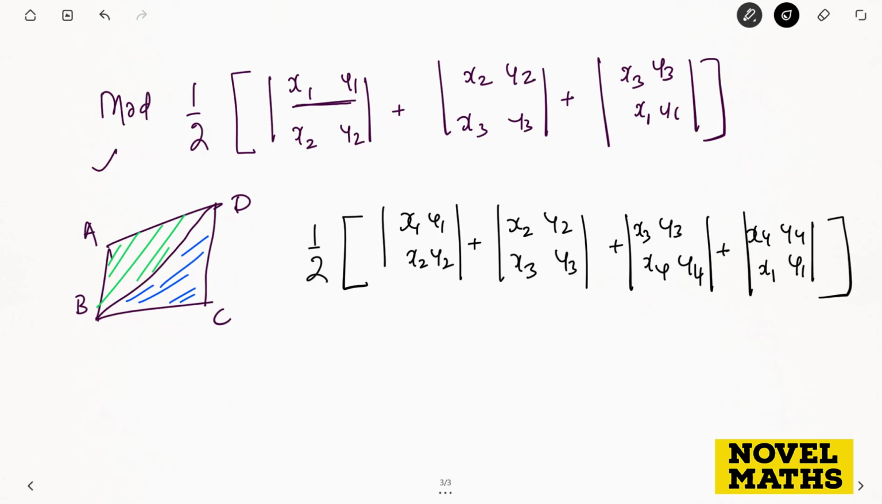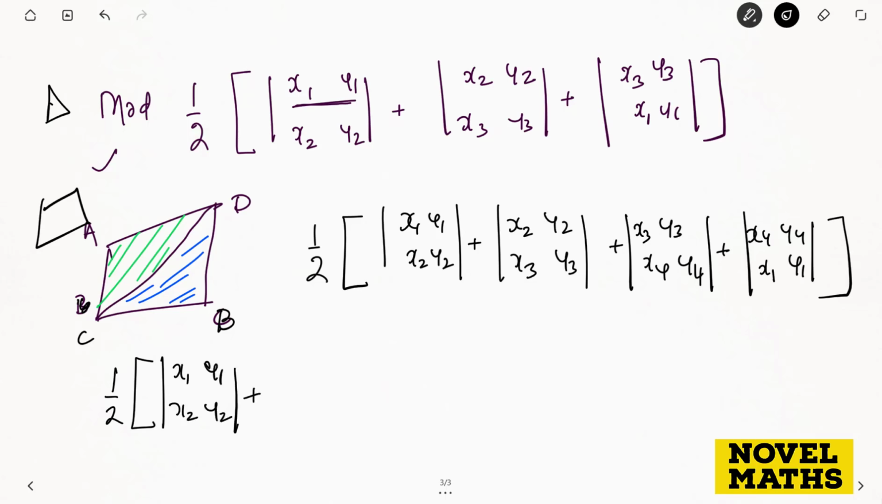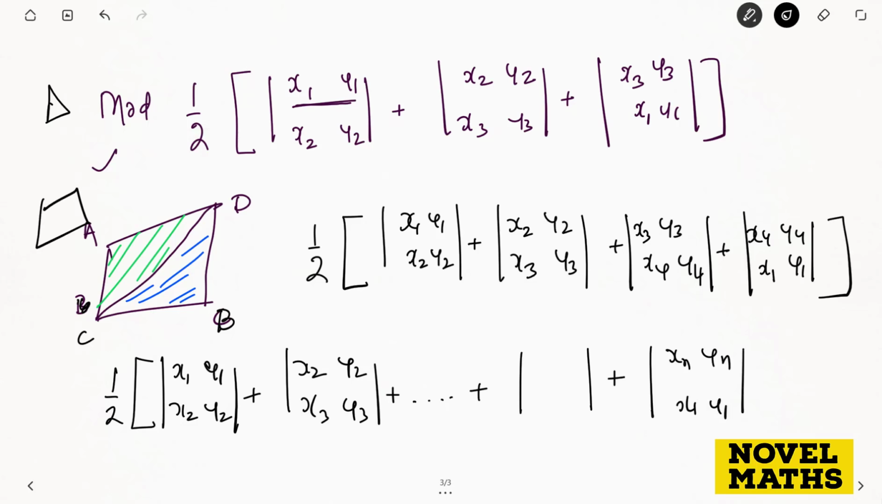If you are taking A, B, C, D, and you make this A, C, B, things will vary because the shape will be different. Also, this was for a triangle, this is for a quadrilateral. If you have any polygon, the same way you can expand this formula. 1/2 of x1 y1 x2 y2 plus x3 y3 plus dot dot dot, you will have the second last term, and the last one will be xn yn x1 y1. You come back to the same point.